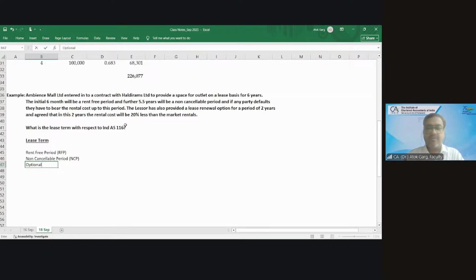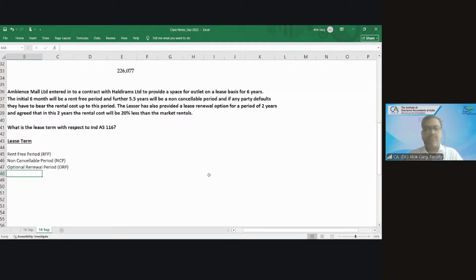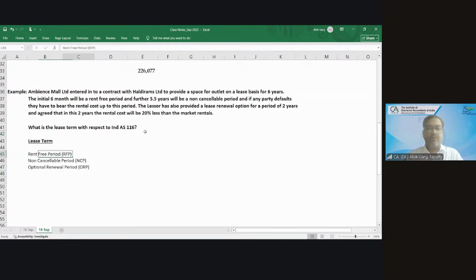RFP, rent-free period. Non-cancelable period, and optional renewal period, ORP. So what is my rent-free period? 0.5 years. What is my non-cancelable period? 5.5 years. And what is my renewal period? Optional renewal period, 2 years.